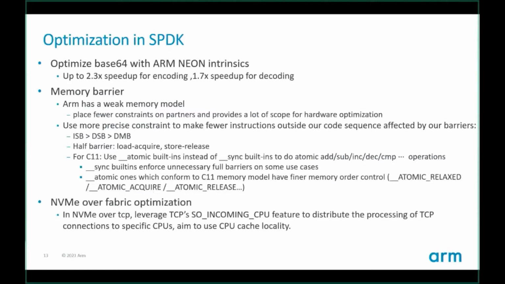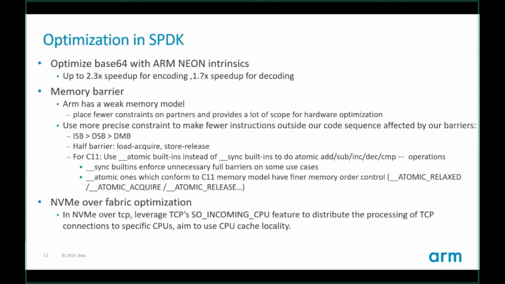In practice, we can use more precise constraints to make fewer instructions outside our code sequence affected by the barriers. For example, we have DSB, DMB, and ISB. The DSB is the data synchronization barrier. It completes when all instructions before this instruction complete. And the DMB is the data memory barrier. It ensures that all explicit memory accesses before this instruction complete before any memory accesses after the DMB instruction. So we can choose the one according to the detailed code context.